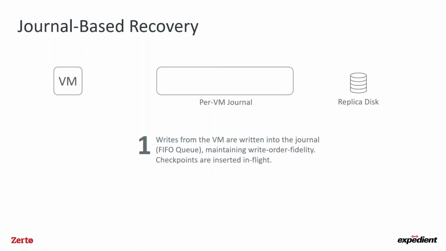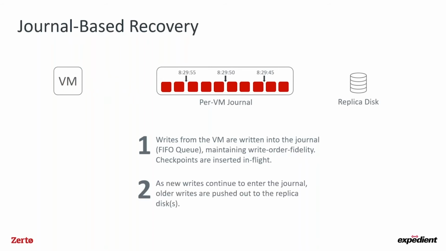That journal is basically a queue, a first in, first out queue that maintains all the changes. And as those changes enter that journal, we insert checkpoints. And checkpoints are actually points in time you can recover to. And we create those checkpoints every 5 seconds. So you can see there's a granularity of seconds in there for recovery. And I'll zoom into that a little bit deeper in one of my next slides.